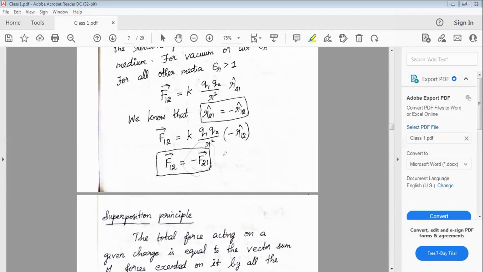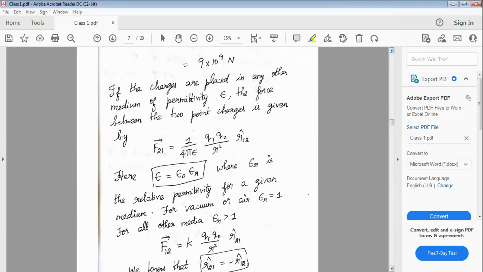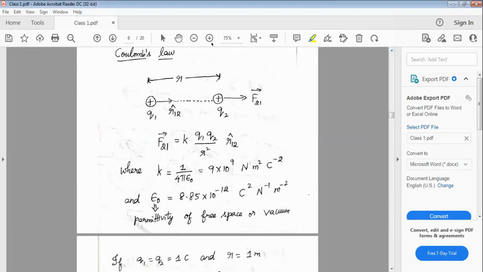What is the meaning of this? So the forces exerted are equal in magnitude but opposite in direction. That means here you can see, whenever this charge Q2 exerts a force on this Q1, at the same time the charge Q1 exerts a force on charge Q2, but both are equal in magnitude but opposite in direction. So that's why the arrow mark is pointing away from the charge Q2.